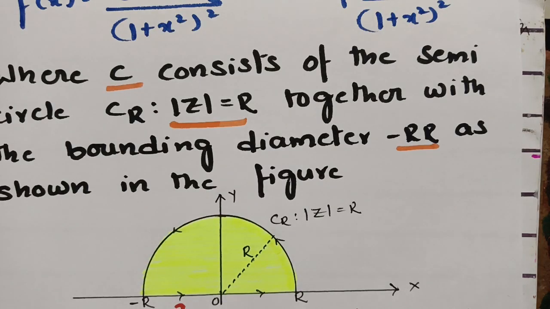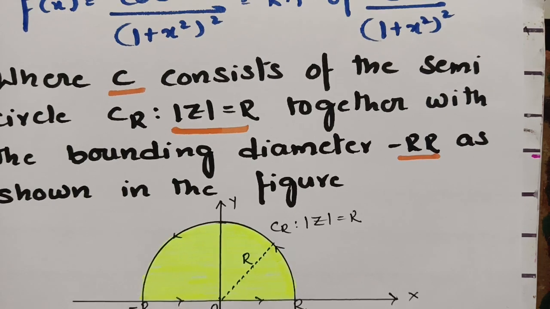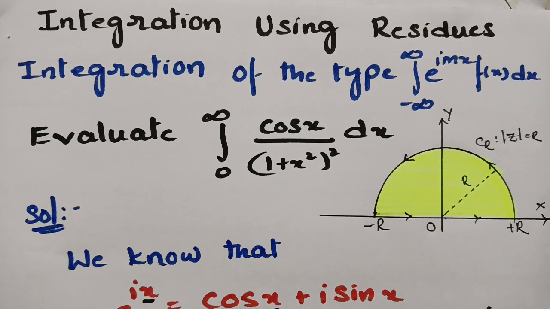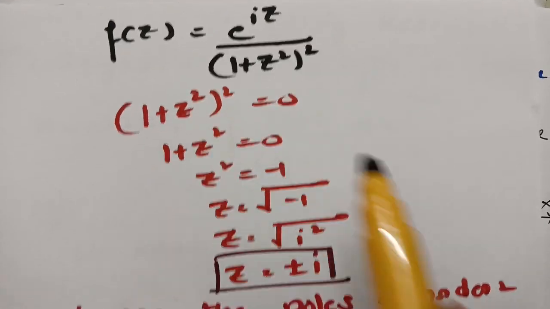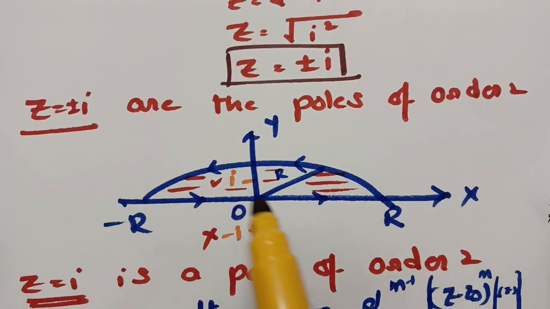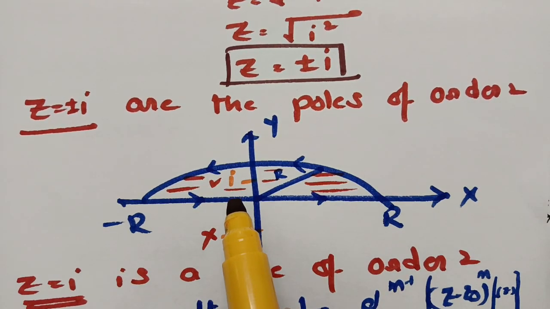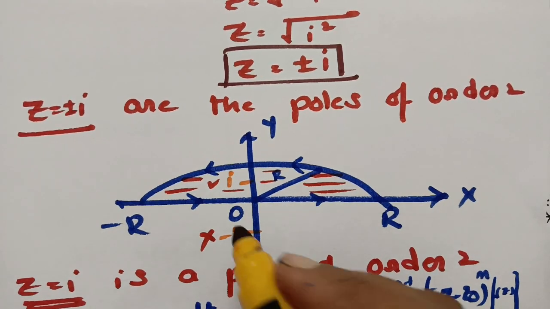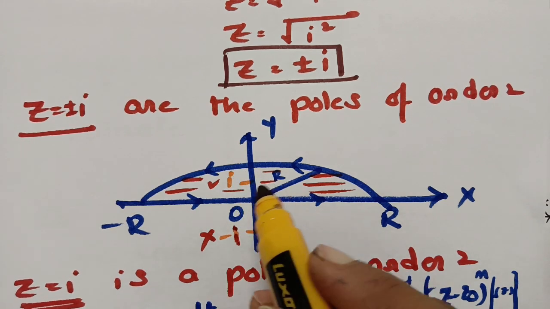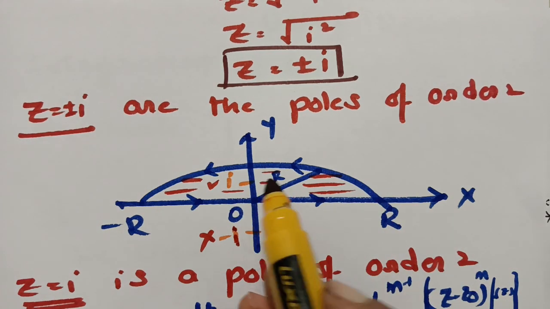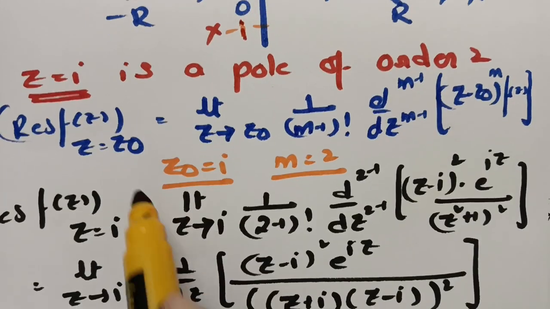First of all we have to find the poles. For finding the poles, we have to equate the denominator to 0, and after equating the denominator to 0, we got 2 poles. We have to check whether they are inside, on, or outside the given contour. Here plus i is inside and minus i is outside the given contour. So for the interior pole we have to find the residue.